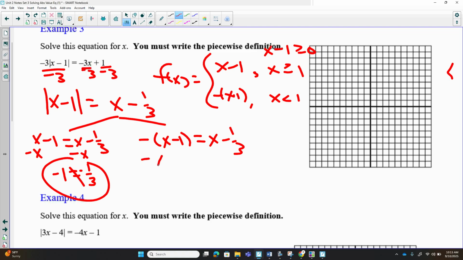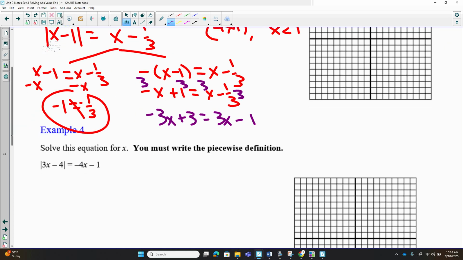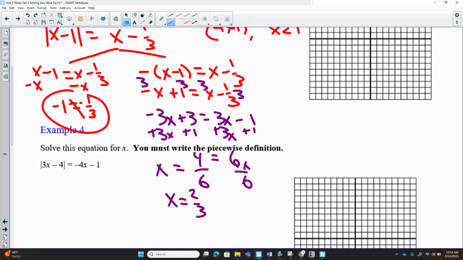This side, I get negative x plus 1 equals x minus 1/3. A lot of you guys did multiply by 3 to get rid of that fraction because you didn't want to work with it. Great. Negative 3x plus 3 equals 3x minus 1. Check to see if, when you distribute the 3, you got this line. If you made a mistake here, okay? Because I'm going to add the 3x, right? I'm going to get 6. I'm going to add the 1. That's going to give me 4. I'm going to divide by 6. That is going to give me 4/6, which is 2/3.